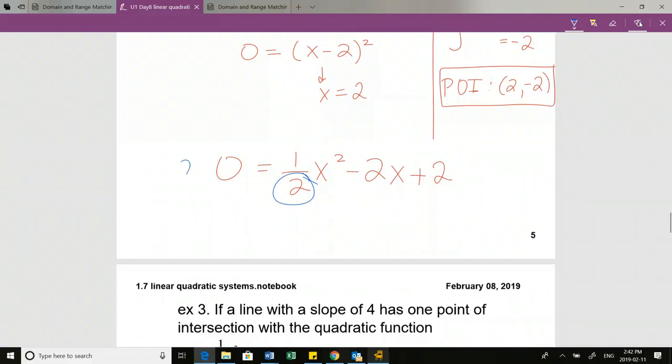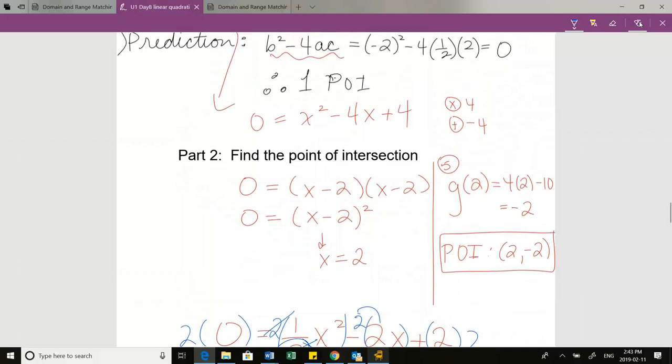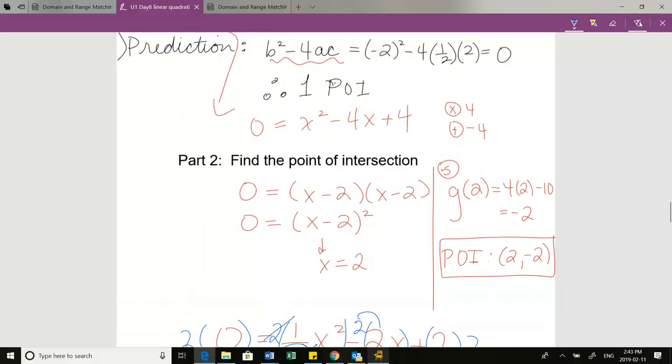So I went through and I multiplied every term by 2, times 2, times 2. And then these actually cancel, and I'm just left with x squared there. So I get 0 equals x squared, and then the 2 times 2 equals 4x, and the 2 times 2 here equals 4. So it's equivalent because I did it to every term, but it's just easier to work with now. Any other questions on this one?